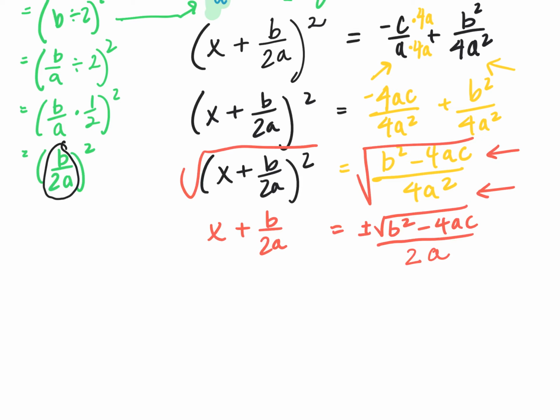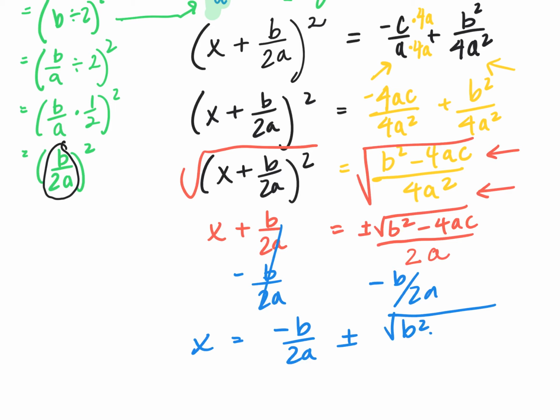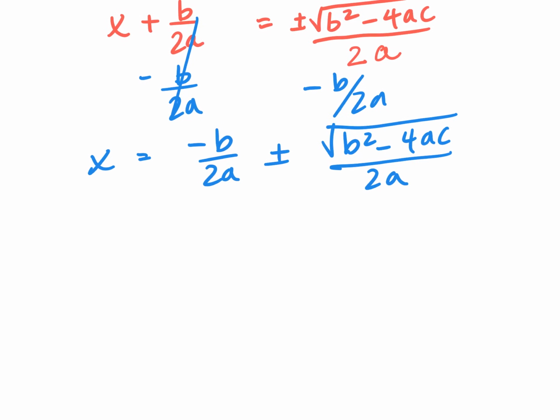We're almost there, guys. We have one step left to get x alone. The next thing we're going to do is subtract b over 2a on both sides. And that's going to leave us with x equals negative b over 2a plus or minus the square root of b squared minus 4ac all over 2a. So what we have is looking super close to that quadratic formula we're trying to get at.